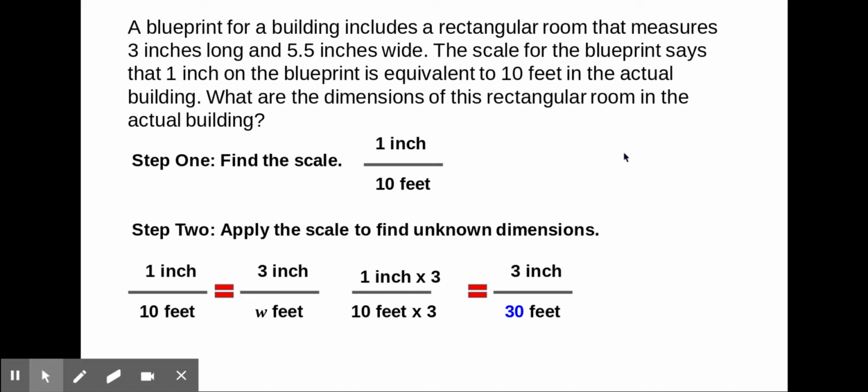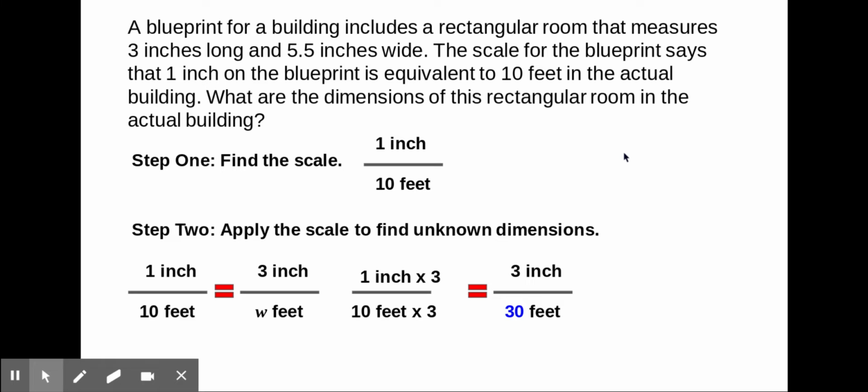A blueprint for a building includes a rectangular room that measures 3 inches long and 5.5 inches wide. The scale for the blueprint says that 1 inch on the blueprint is equivalent to 10 feet in the actual building. What are the dimensions of this rectangular room in the actual building? So we know on the drawing it's 3 inches by 5.5 inches, and you should all know how large that is. It's a very small amount there.